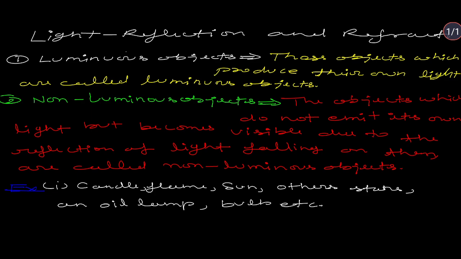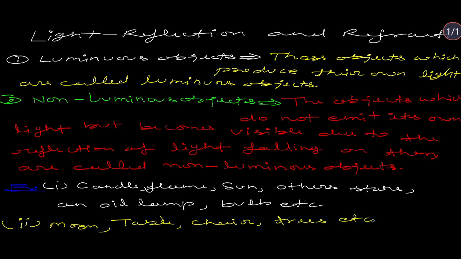For the examples of non-luminous objects, firstly we write the moon. The moon is also a non-luminous object because the moon glows with the help of sunlight, so it is visible from another source of light. So the moon is non-luminous. The second example is the table, chair, trees, and other objects like these, which are non-luminous, etc.